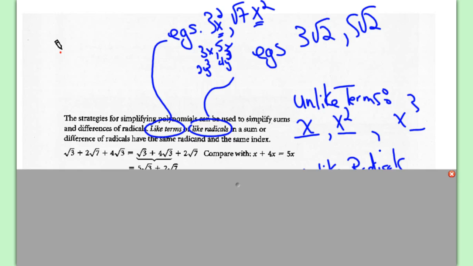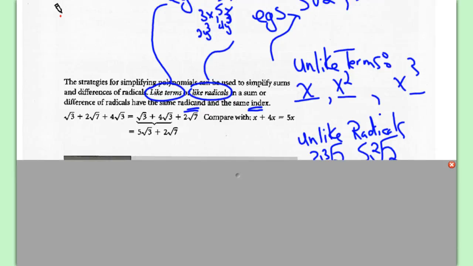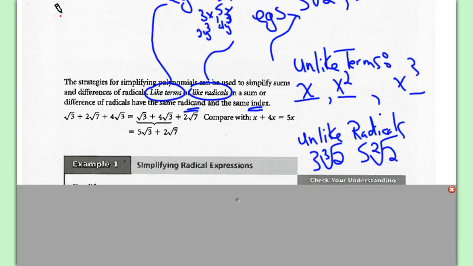Well, what makes like radicals? Like radicals are radicals that have the same radicand and index number. So what are like radicals? Well, like 3 root 2 and 5 root 2 and so on. Those are like radicals. And the nice part is that, as you can see in our notes, if they're unlike radicals, you are stuck in the mud. There's nothing you can do with those.